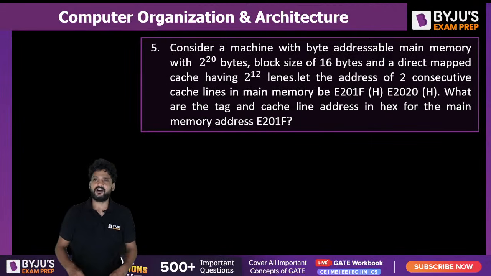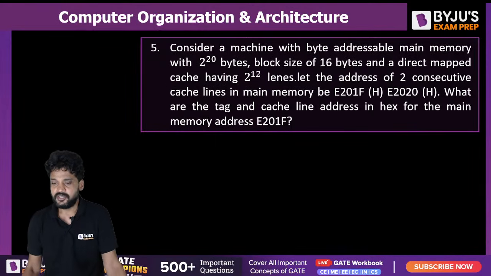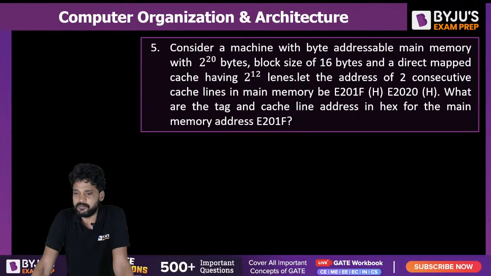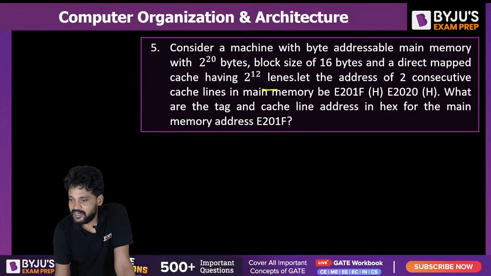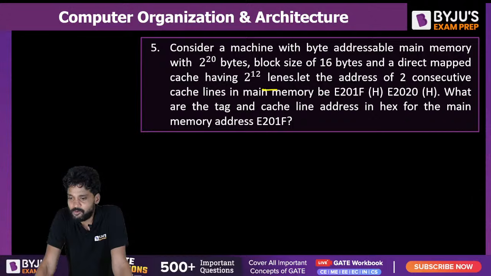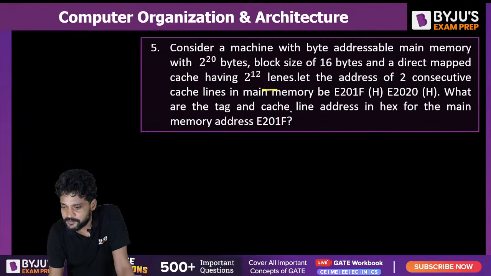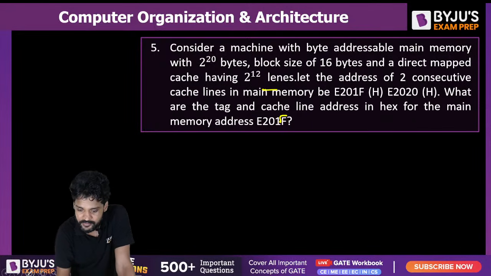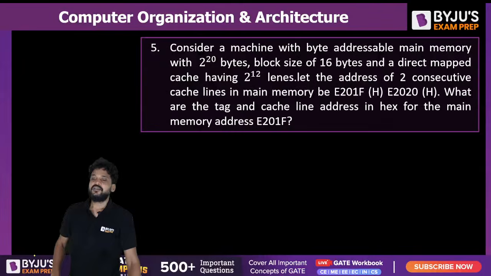The next question on your screen. Anita Bolishetty, yes. Consider a machine with a byte addressable main memory with 2 power 20 bytes, block size of 16 bytes, and a direct mapped cache having 2 power 12 lines. Let the addresses of two consecutive cache lines in the main memory be E201F hexa, E2020 hexa. What are the tag and cache lines of the address in hexa for the main memory address E201F? This is a good question, there is nothing wrong in it.